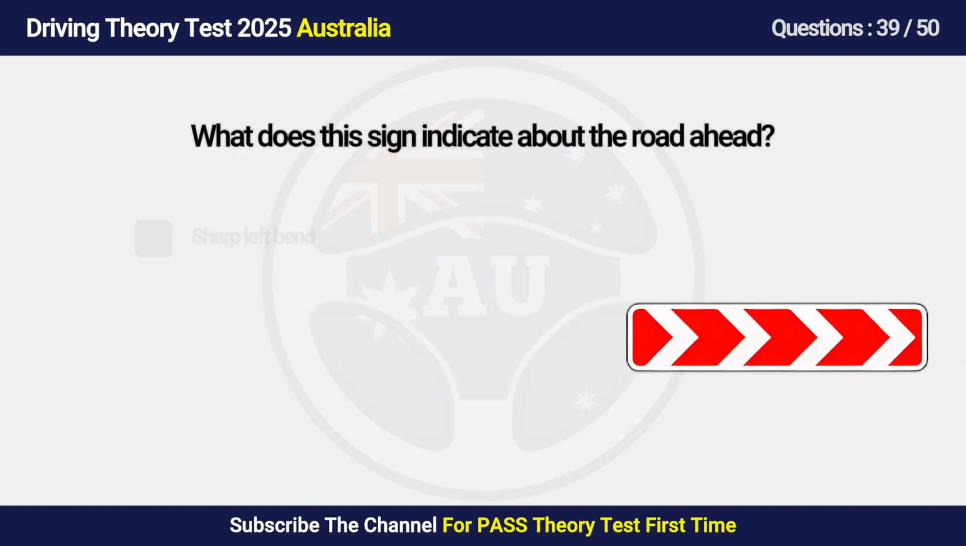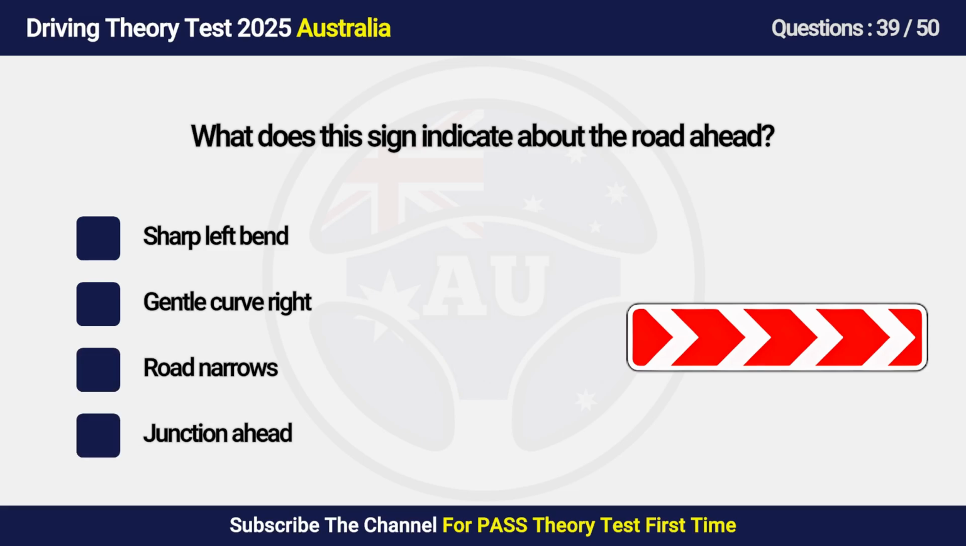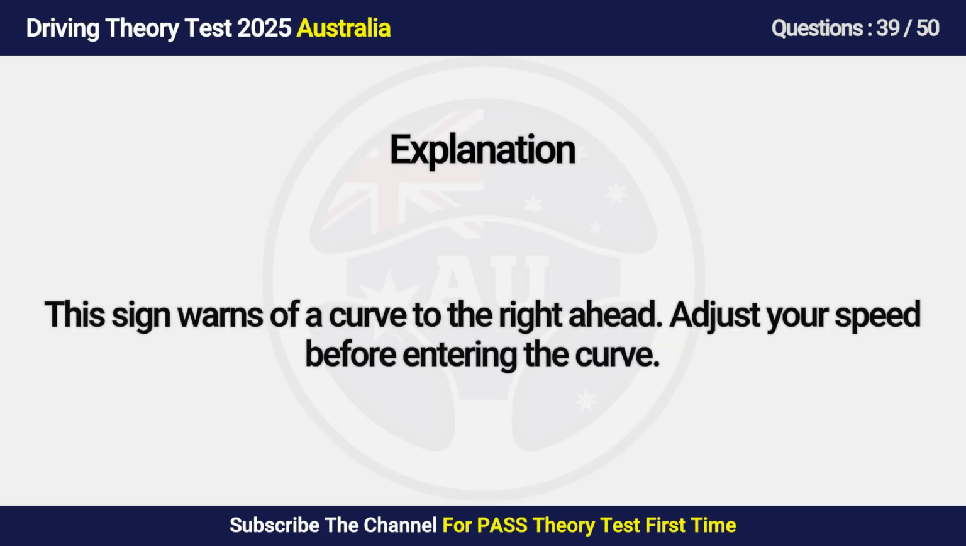Question 39. What does this sign indicate about the road ahead? A. Sharp left bend. B. Gentle curve right. C. Road narrows. D. Junction ahead. Answer is B. Gentle curve right. This sign warns of a curve to the right ahead. Adjust your speed before entering the curve.